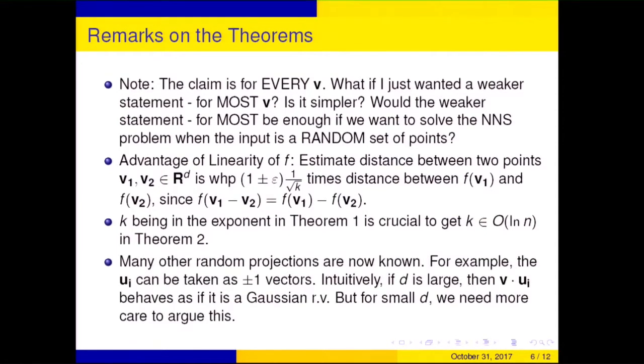exponent. There are many other random projections known now. Gaussian is the simplest and easiest to prove. But for example, the ui can be taken as plus minus 1 random vectors. Intuitively, when d is very large, things behave like the normal, right? Central limit theorem. But for smaller d, also something is true, but that's more difficult to prove. Here, we don't do that. We'll only do it for Gaussian. But there are many distributions now for which the random projection theorem is known.